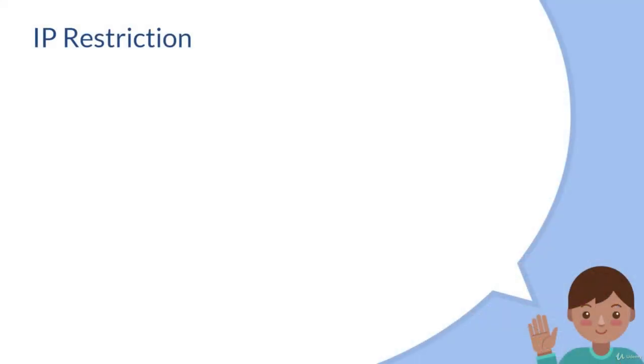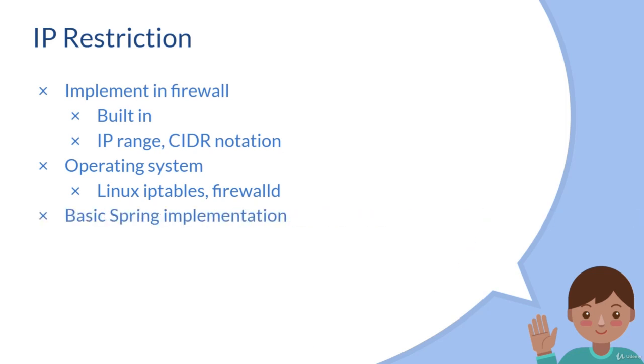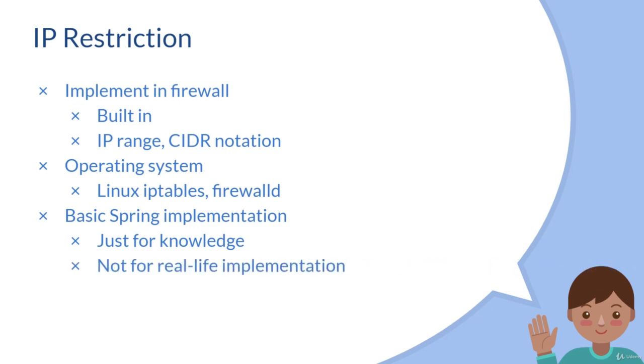In real life, IP restriction is usually implemented in a firewall, which has good built-in features like restriction by IP range or CIDR notation. Even if you are not using a firewall product, an operating system like Linux has a built-in firewall like iptables or firewalld, which I recommend using. In this lecture, we will implement very basic code for IP restriction using a Spring filter, just for knowledge. However, I do not recommend using this approach in real life.